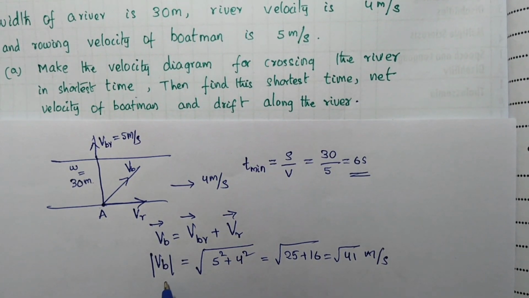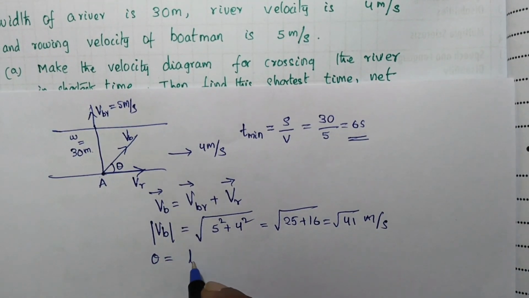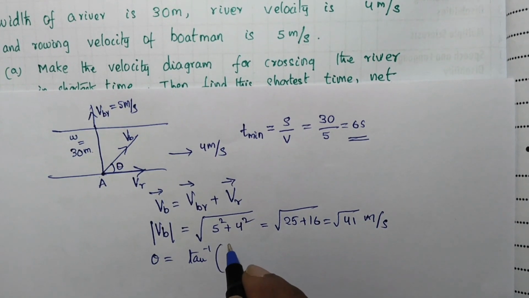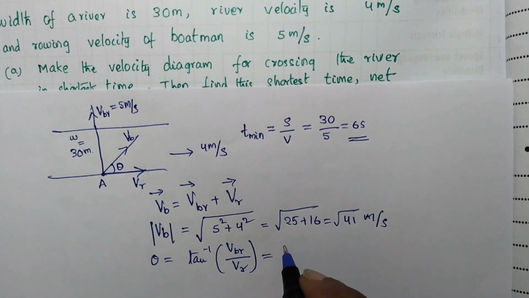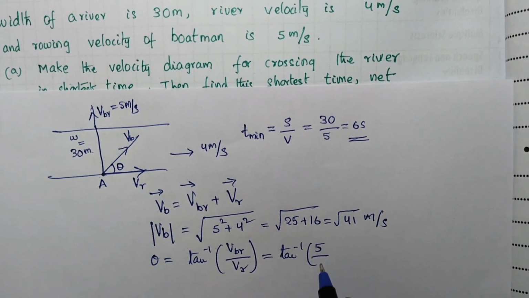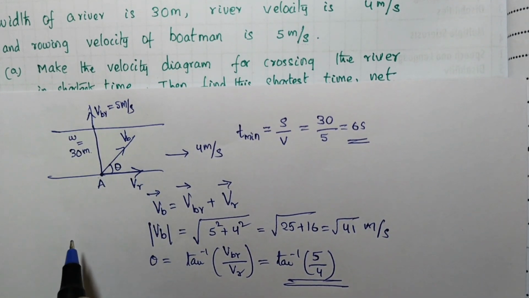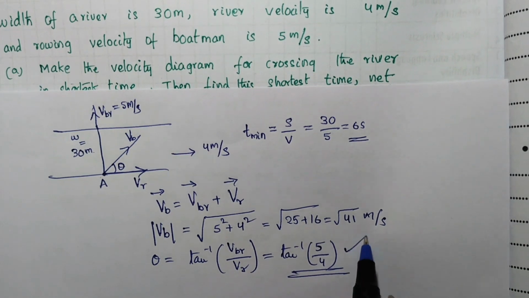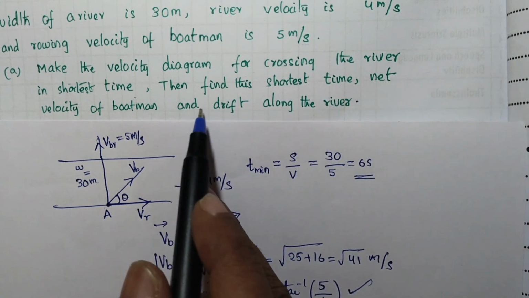This is the resultant velocity magnitude, but the angle is also to be measured in the direction. So theta is equal to tan inverse of VBR by VR, that means tan inverse of 5 by 4. This is the angle it makes with the flow of the river in this way. And thirdly, what is asked here, the drift of the boatman along the river.